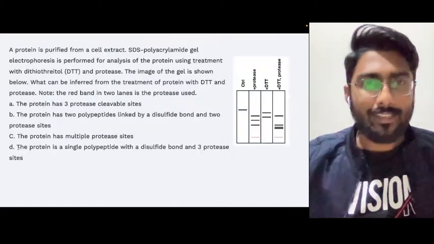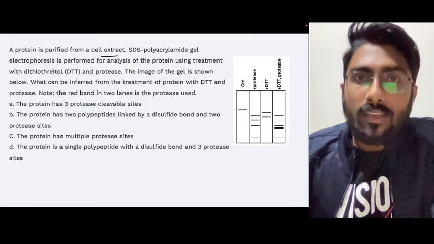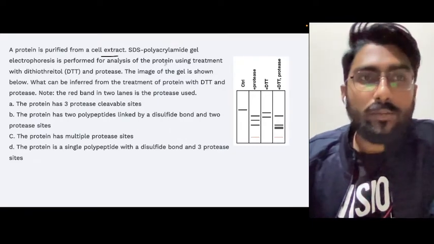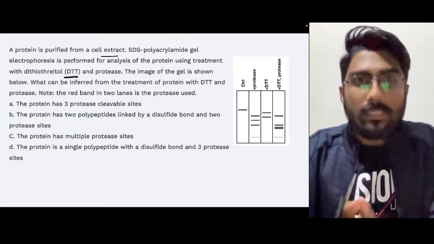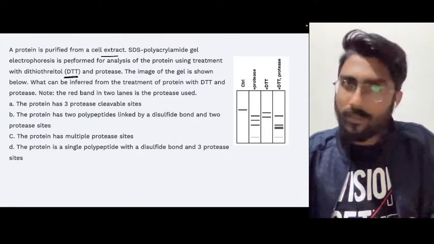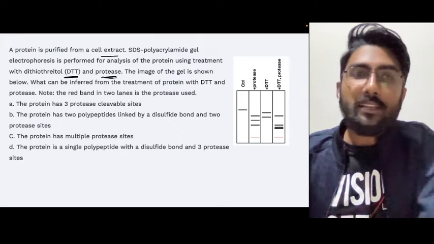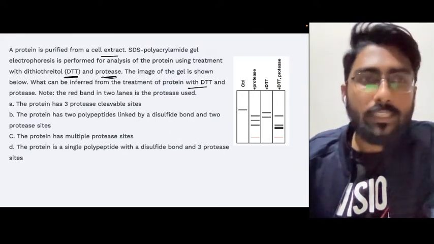Okay, next question. A protein is purified from a cell extract. SDS polyacrylamide gel electrophoresis is performed for analysis of the protein using treatment with dithiothreitol. So it will act like SDS page. It will cleave the disulfide bonds, right? It is a reducing agent, and protease. The image of the gel is shown below. What can be inferred from the treatment of protein with DTT and protease?